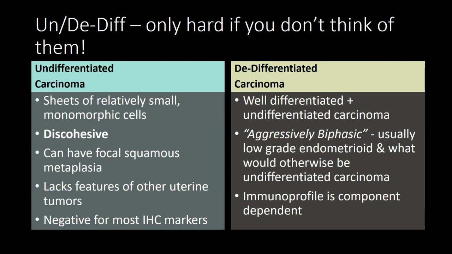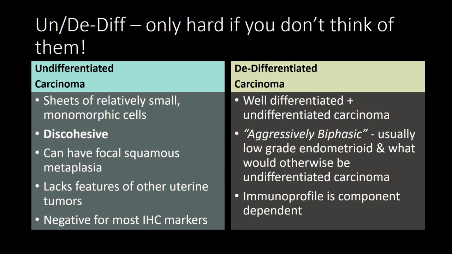Do know that undifferentiated carcinoma can have little pockets of focal squamous metaplasia. That doesn't make them not undifferentiated carcinoma. They're still undiff. The thought there is that, well, maybe these are actually just really, really, really poorly differentiated endometrioid carcinomas, and I think there may be something to that.